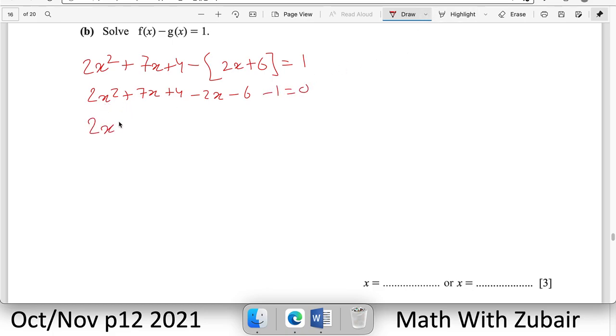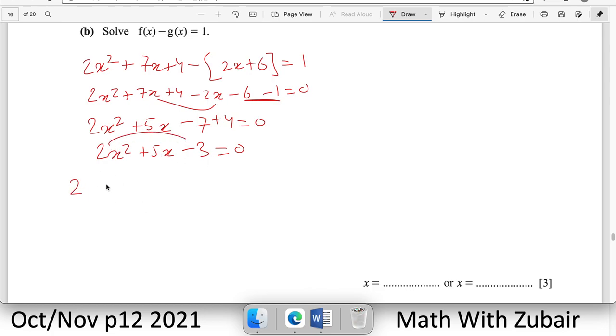So this is 2x squared, 7 minus 2 is 5x, and minus 6 minus 1 is minus 7, plus 4. Minus 7 and this 4. So 2x squared plus 5x minus 3 is equal to 0. I am going for middle term breaking. So 2x squared plus 6x minus x minus 3 is equal to 0.